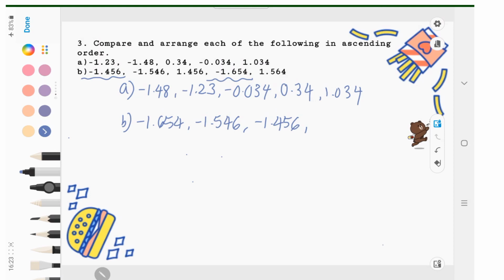Then we compare the positive ones, which will be 1.456 and 1.564. And the answer is negative 1.654, negative 1.546, negative 1.456, 1.456, and 1.564.